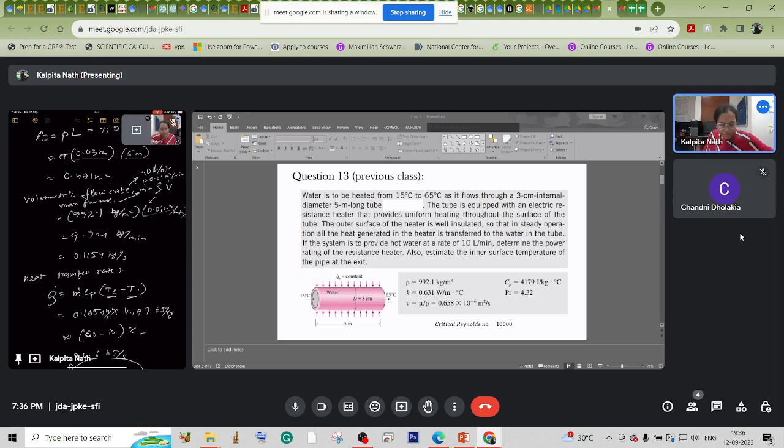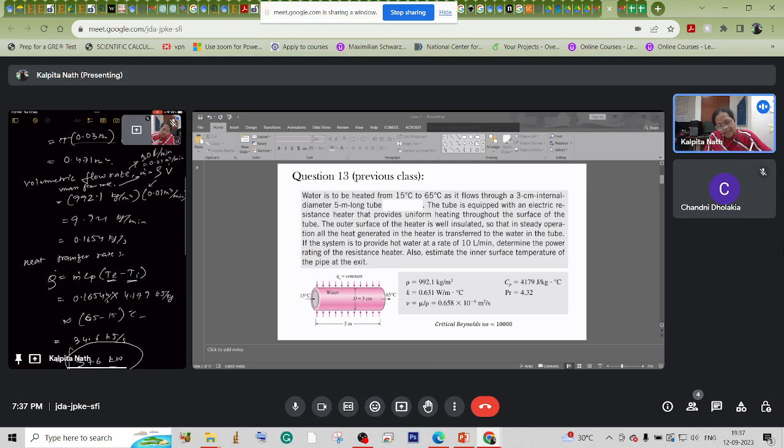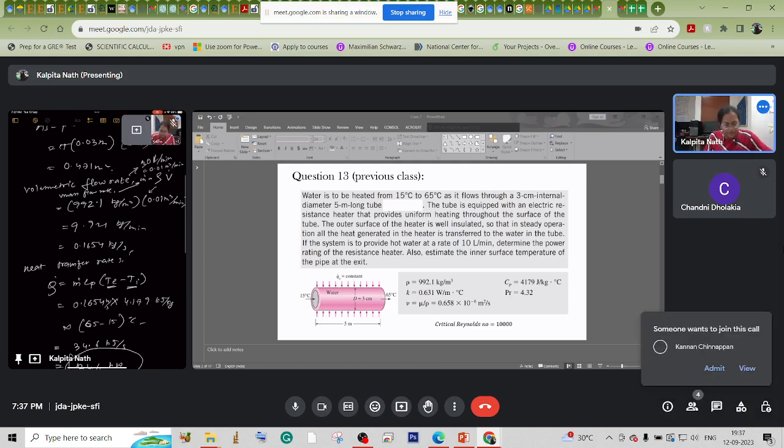So now, as you can see in the writing pad, the volumetric flow rate is already provided, that's 10 liter per minute. So from that we can easily deduce it as 0.01 meter cube per minute, correct? And now from that we can calculate the mass flow rate. So the mass flow rate is density into volumetric flow rate, right?